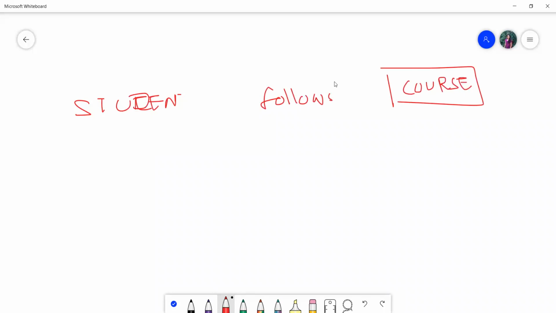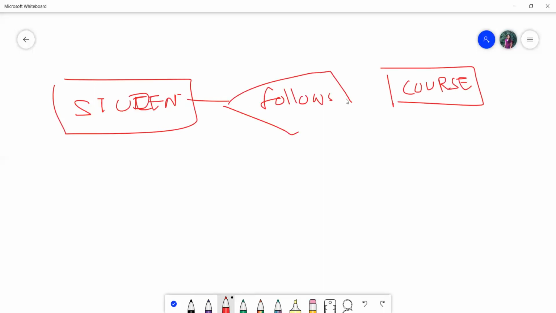Let's take a student as an example. A student follows many courses. So what is the relationship between these two entities? Identify the relationship between the entities, student and course. Many to many.